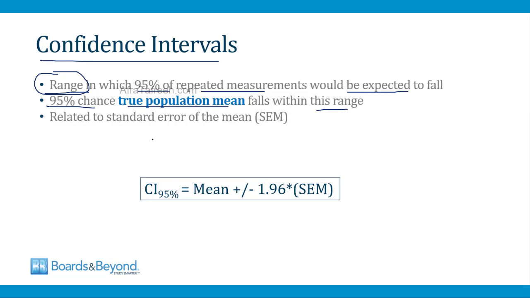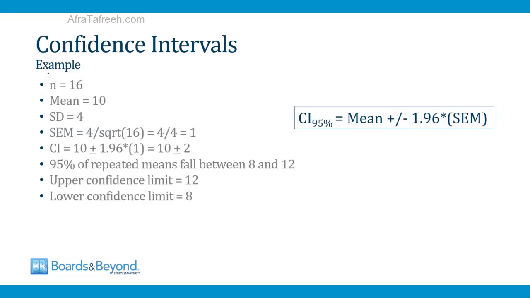And the confidence intervals, as I said, are related to the standard error of the mean. They can be calculated by this equation here. The 95% confidence interval equals the mean for your data set of n number of samples plus or minus 1.96 times the standard error of the mean. This is easier to understand if we go through an example.